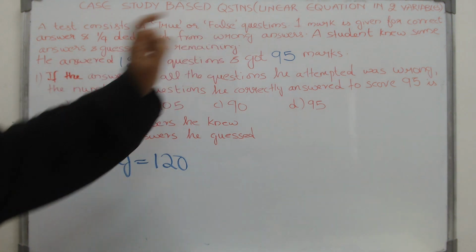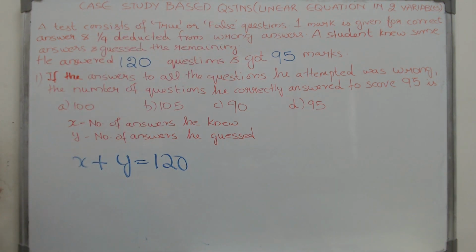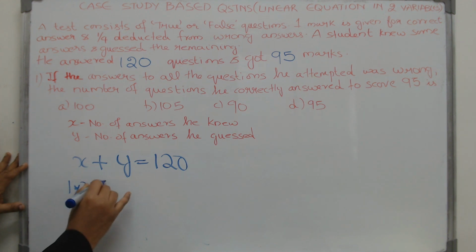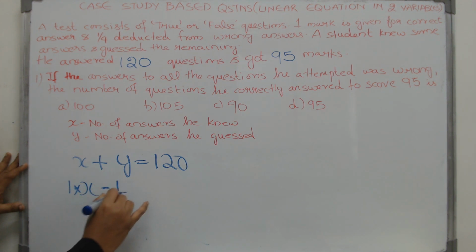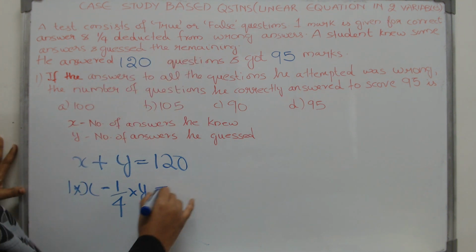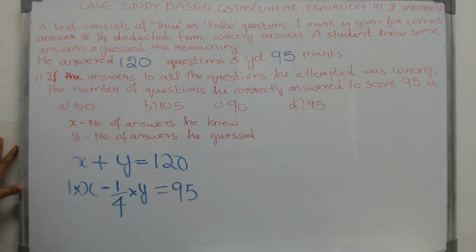Next, for the marks. How many marks did he get? For each answer that he knew, he got 1 mark. And for each one he did not know and he wrongly guessed, he lost 1/4 mark. Totally how many marks did he get? He got 95. Now all you have to do is solve this equation.